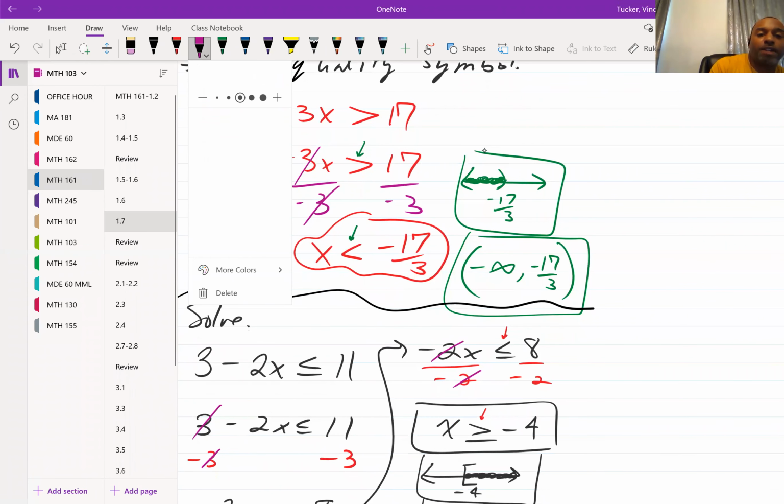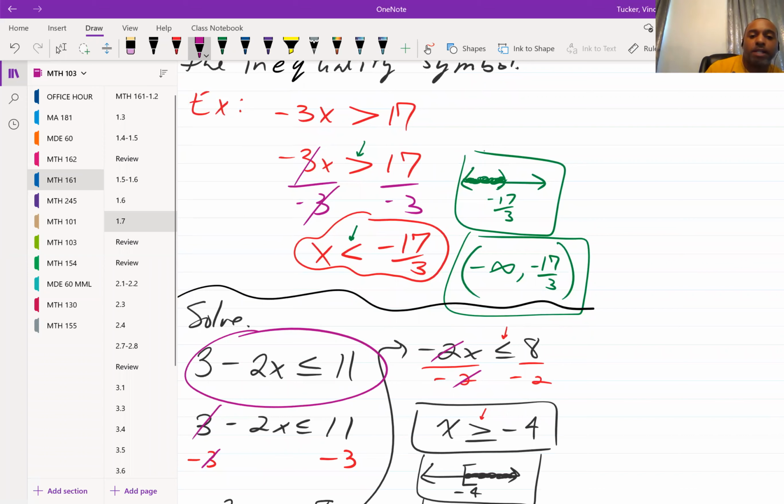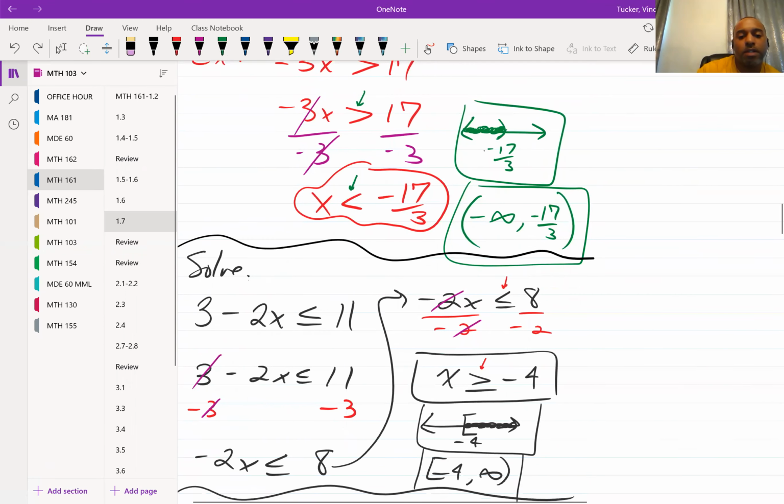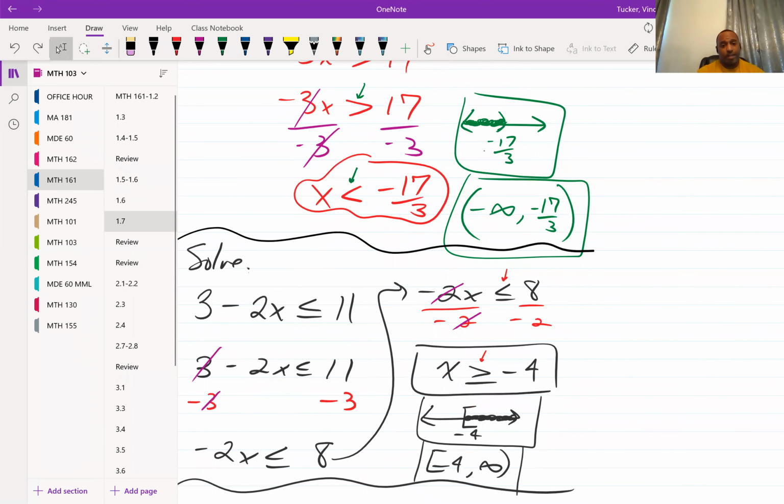So looking at this one right here, we have 3 minus 2x less than or equal to 11. So we will subtract 3 from both sides, which will give us negative 2x is less than or equal to 8.